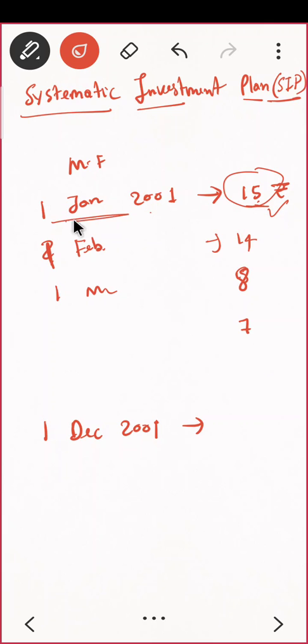If I'm fixing January to December, then I have to just multiply 15 rupees by 12, correct? But if I am paying every month, it is something like EMI. If I am putting in every month, then for the first month I have to pay 15, for the second month 14, for the third month 8, next 7, and in the next month it may increase to 16, but still your total average will be less than the previous value.